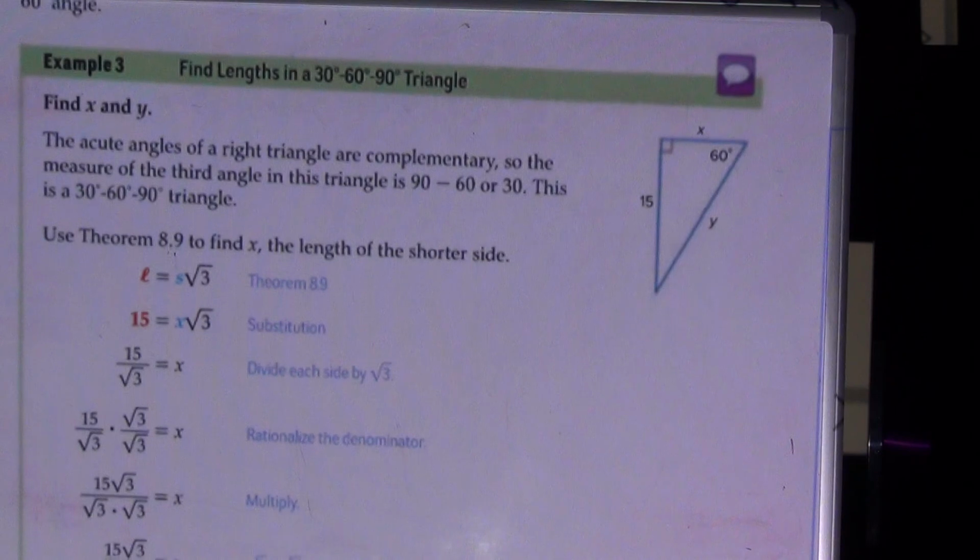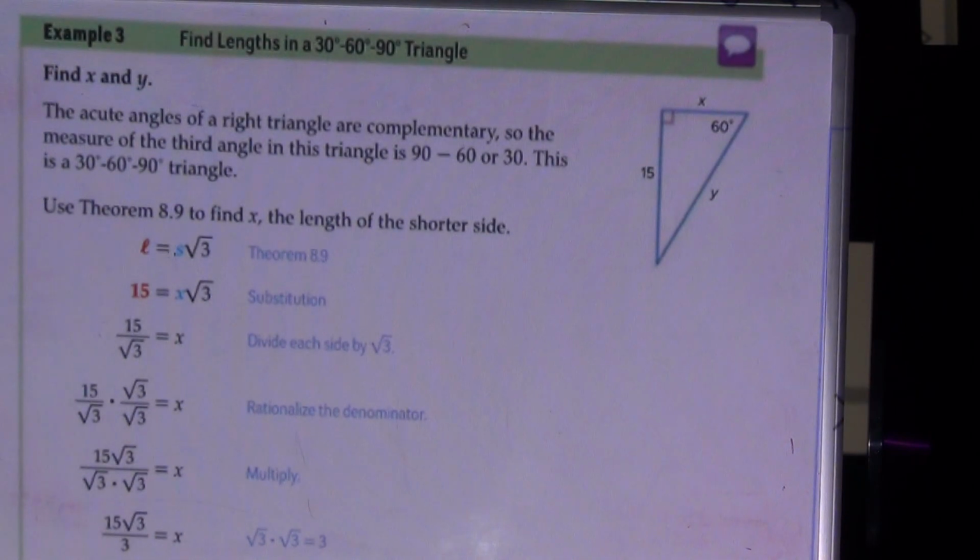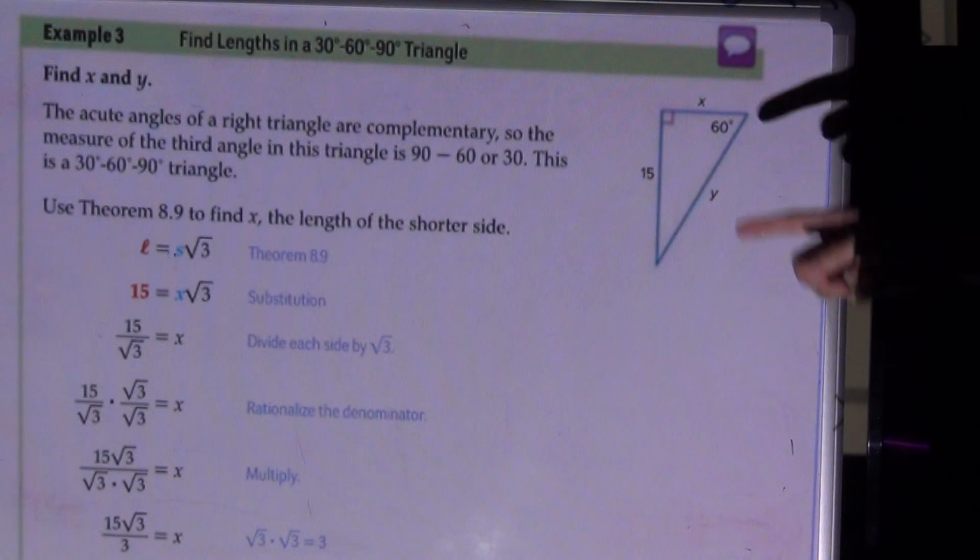So let's do this. Okay. The acute angles of a right triangle are complementary, so the measure of the third angle in this triangle is 90, 60, or 30. This is a 30, 60, 90 triangle. I mean, again, if you have 90 plus 60 minus 180, you should get 30. Again, all the angles in a triangle add up to 180. I think we know that by now. Alright, so let's go through this example. Okay, so we've got to find x and y.